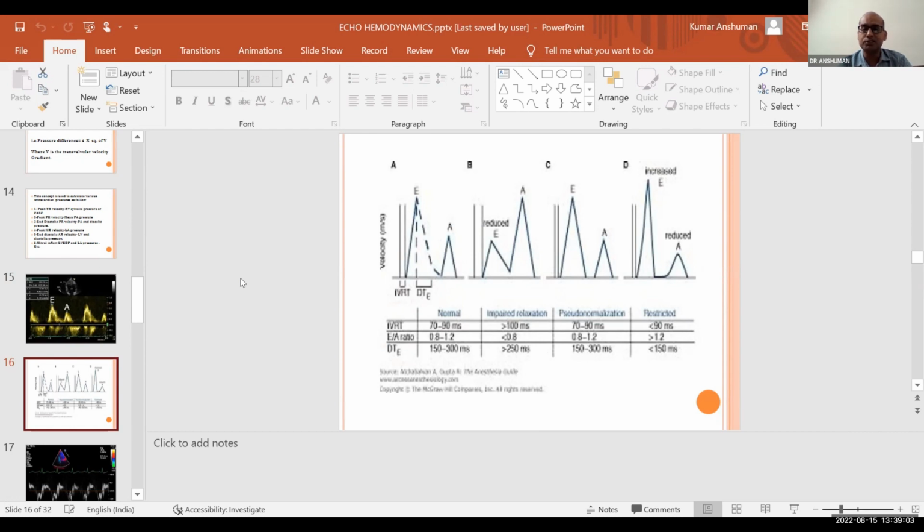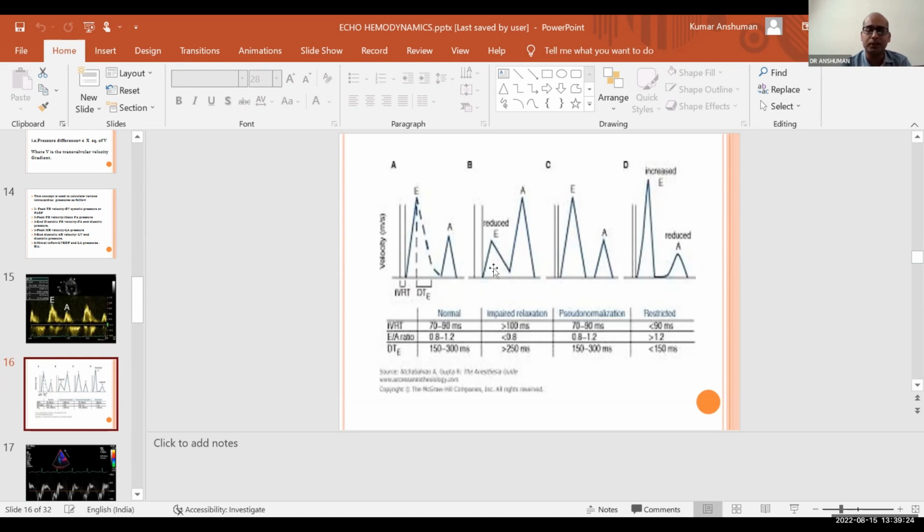So if there is diastolic dysfunction, you must be cautioned that your treatment strategies should be changed or adapted to the condition of the patient. So what are the different parameters and what are the different stages of diastolic dysfunction?